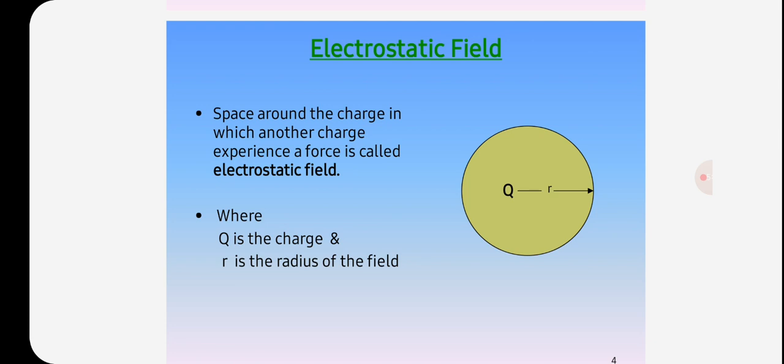Theoretically, the electric field due to a charge extends up to an infinite distance, but practically it exists up to a certain distance. As the distance from the charged body increases, the effect of electric field decreases, and hence its effect practically dies away very quickly.